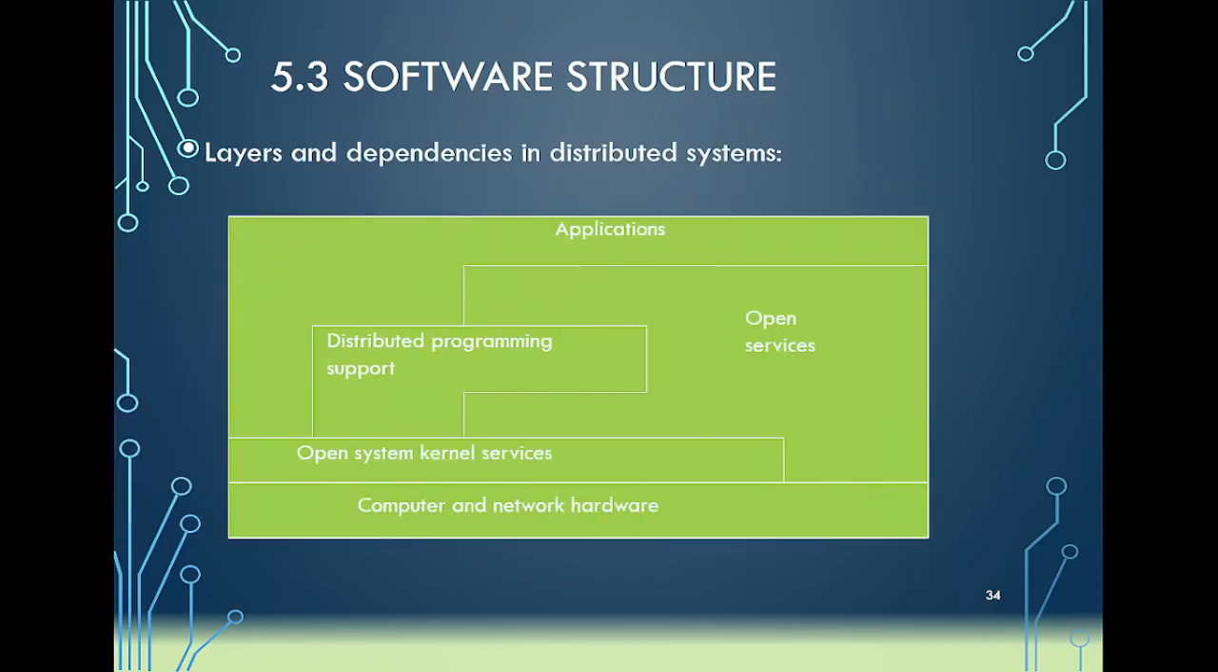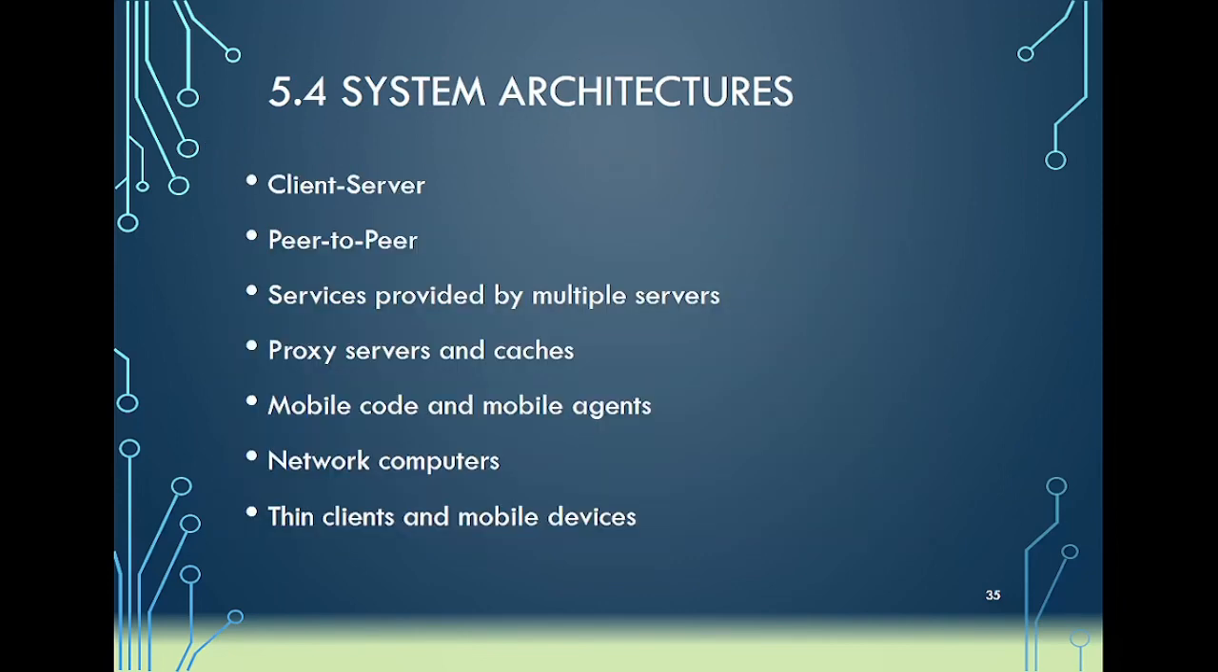We can break it down in the distributed system, so this is how it looks. You can see the distributed programming support. Now we have the kernel, which mostly represents how the operating system functions, and of course, the computer hardware and network. The system architectures comprise the client-server, which I hope you know how to represent. We're also going to look at peer-to-peer, and at how we can do load balancing or fault tolerance using multiple servers, proxies, and so on.